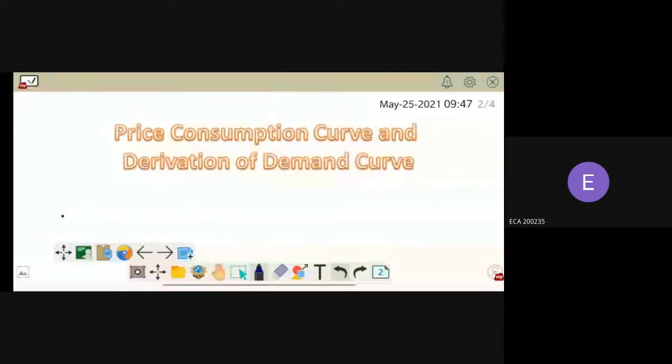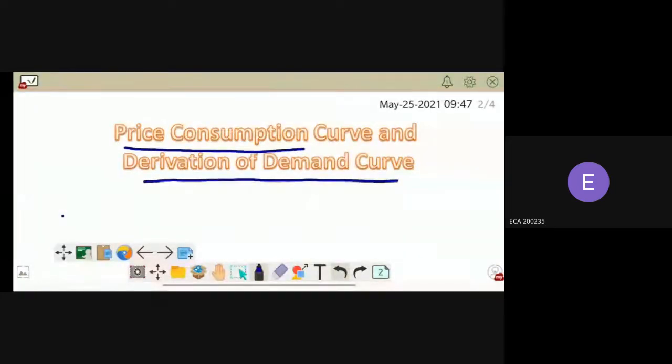Economics, that is microeconomics, and we are dealing in third module. And today's topic is price consumption curve and derivation of demand curve. Price consumption curve and derivation of demand curve.